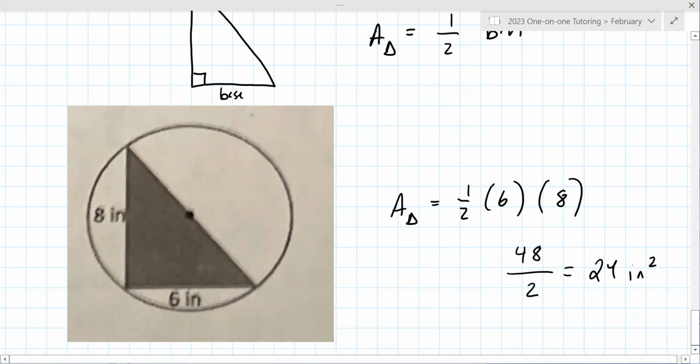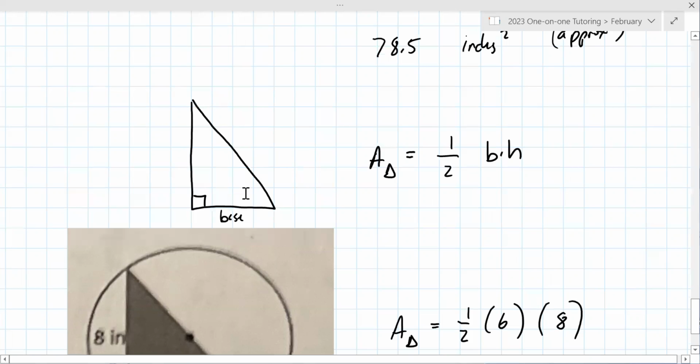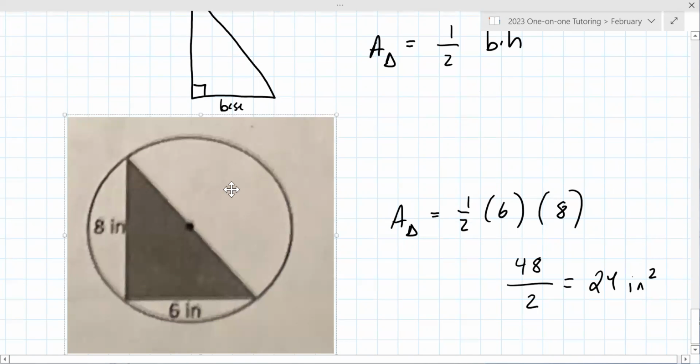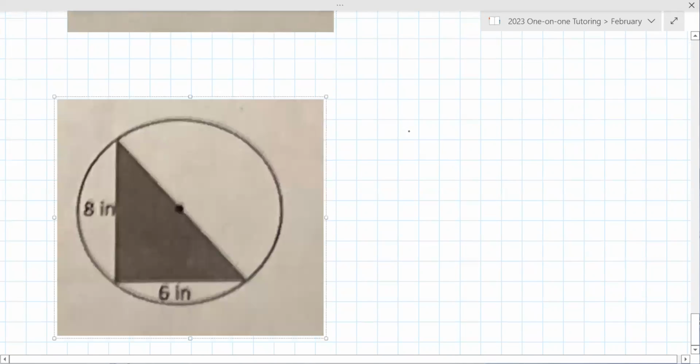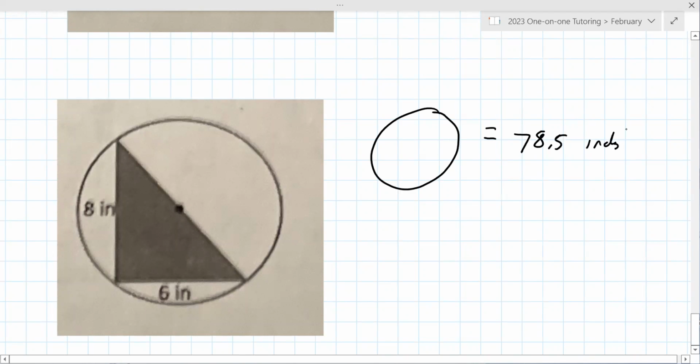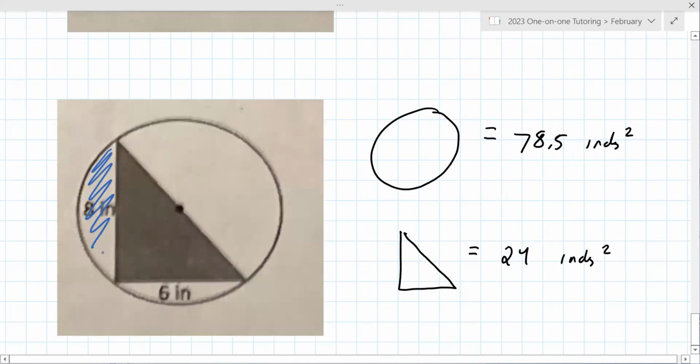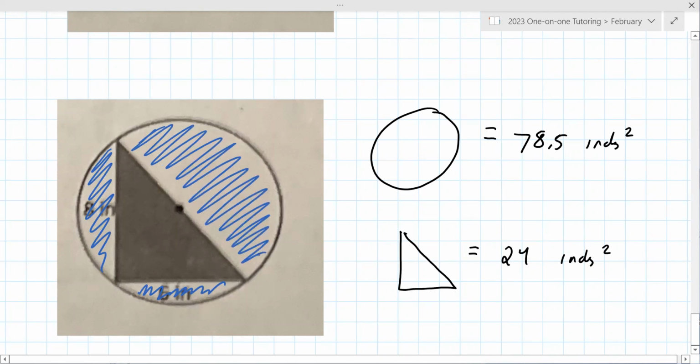Let's talk about the total area. This will be our last little piece, and then we'll be done. We found that the total area of the circle was 78.5 inches squared, and the area of the triangle is 24 inches squared. How do you find the blue area?